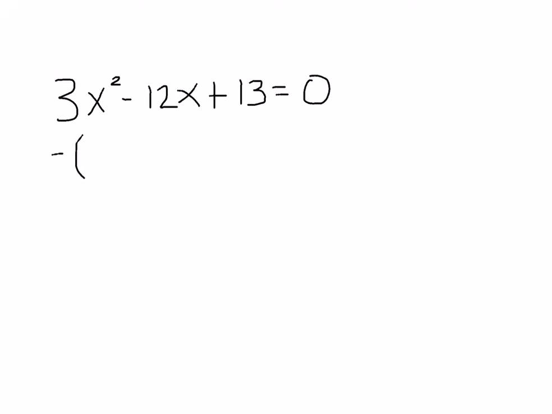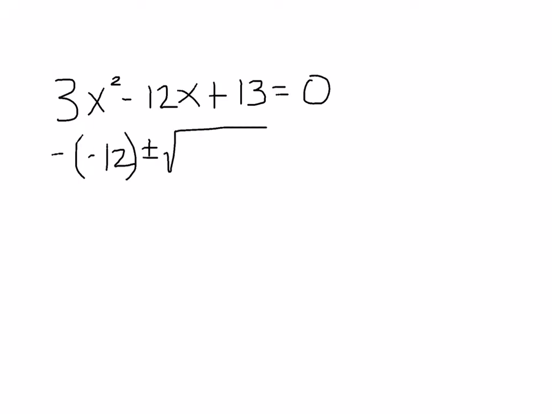Number 19 has 3x squared minus 12x plus 13 equals 0. So we don't need to write the quadratic formula down again because it's the same problem, just different numbers. What number's in the B spot? Negative 12.